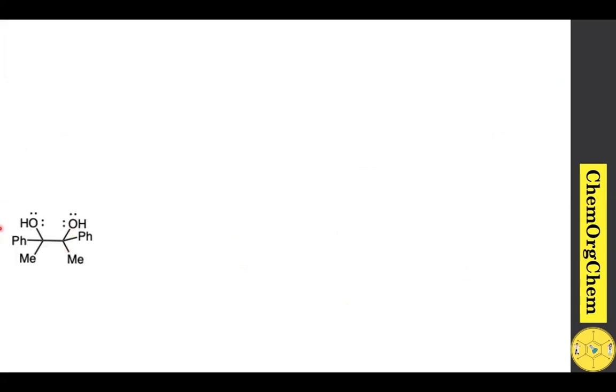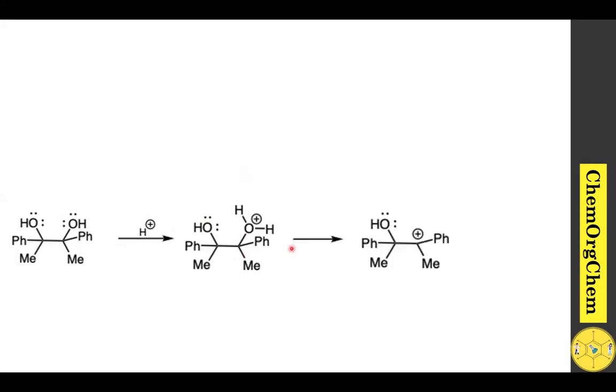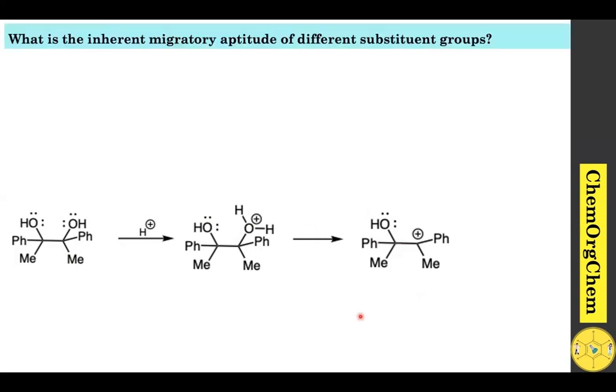Okay, now you see this symmetrical diol when you subject it to acidic conditions. Here it doesn't matter which hydroxy group is eliminated as a water molecule, because this is a symmetrical molecule. One of the hydroxy groups readily reacts with H plus, which leads to a protonated alcohol, followed by elimination of a water molecule, and you will get this type of carbocation intermediate. So now there will be a question: what is the inherent migratory aptitude of the different substituent groups?